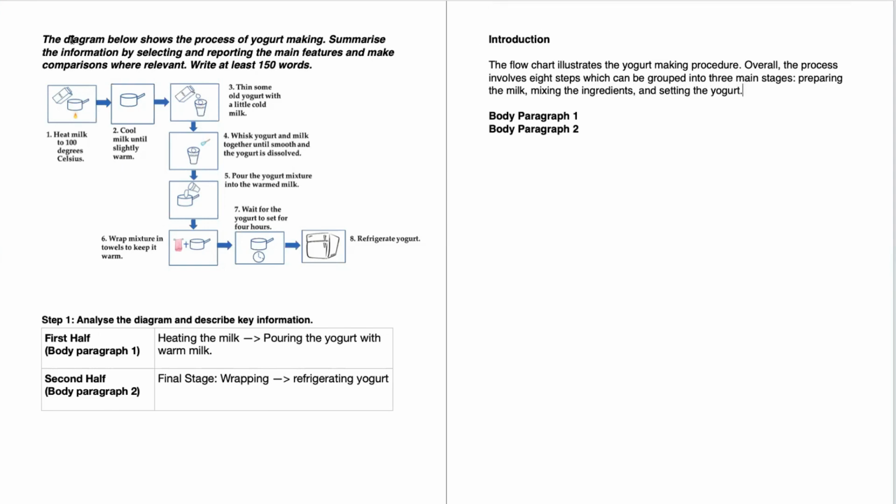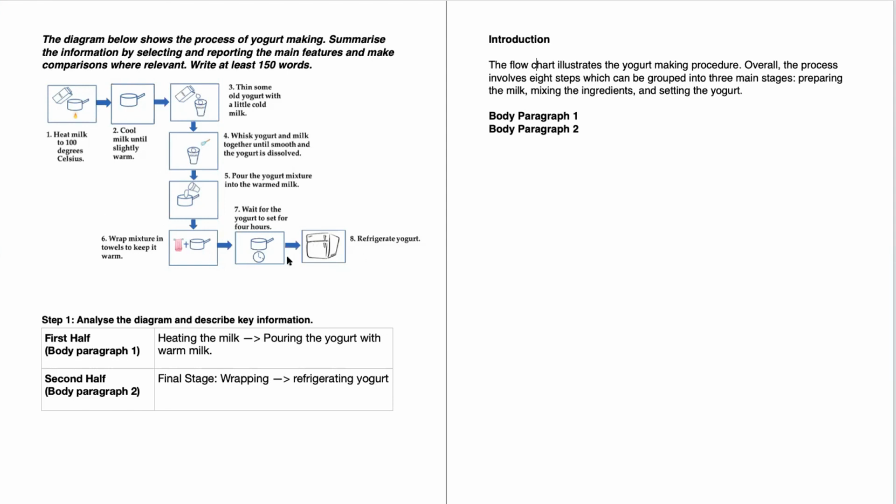So instead of saying diagram, I've said flow chart. And instead of saying shows, I've said illustrates. And the process of yogurt making, I've basically just flipped it into saying the yogurt making procedure. Now, I talked about the 8 steps, and I grouped it into 3 main stages, sort of like what we talked about when we analyzed the diagram. I have talked about how the 3 main stages are preparing the milk, then mixing the ingredients, and then setting the yogurt.